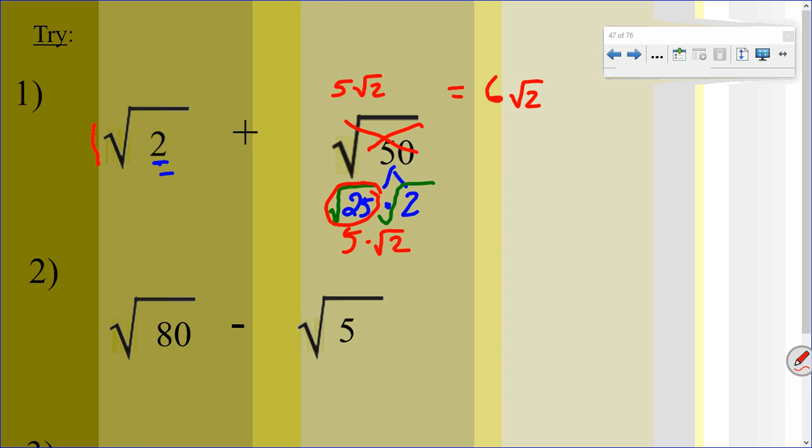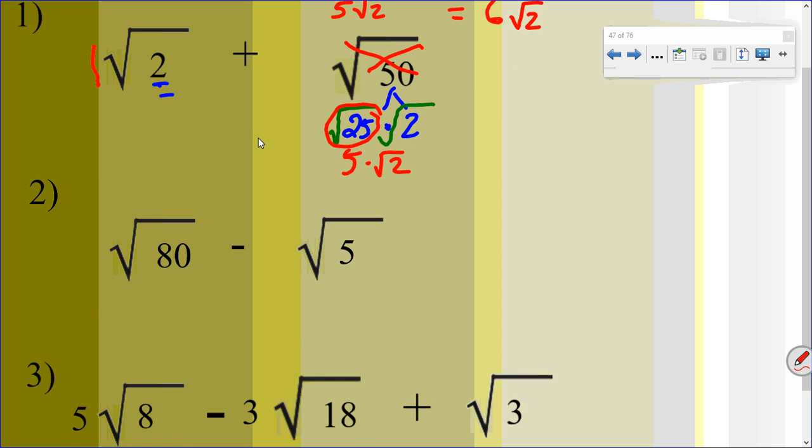Here's another one. Radical 80 minus 5. So radical 80 must have a 5 in it. So 5 times what equals 80? I know, 16.